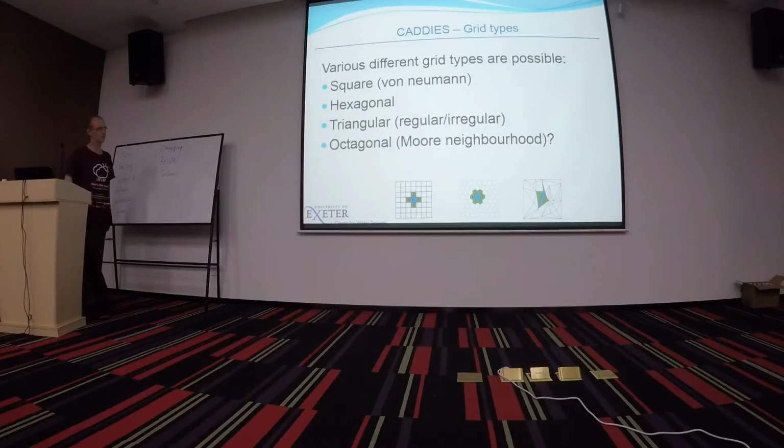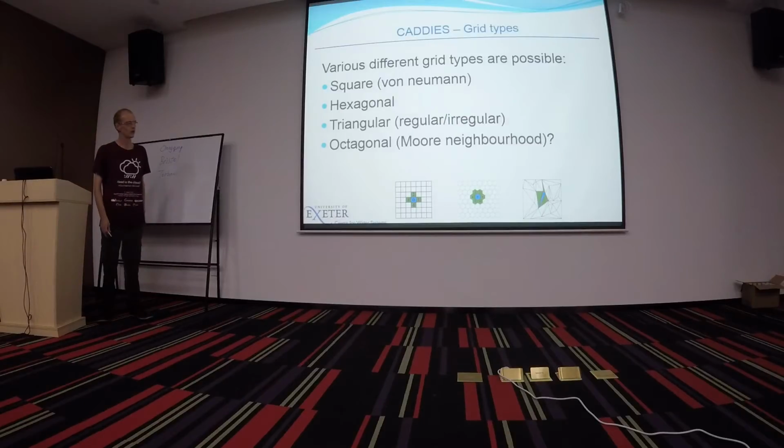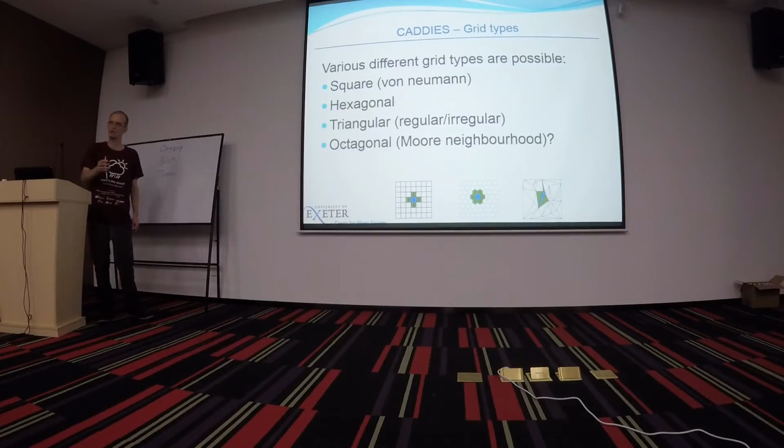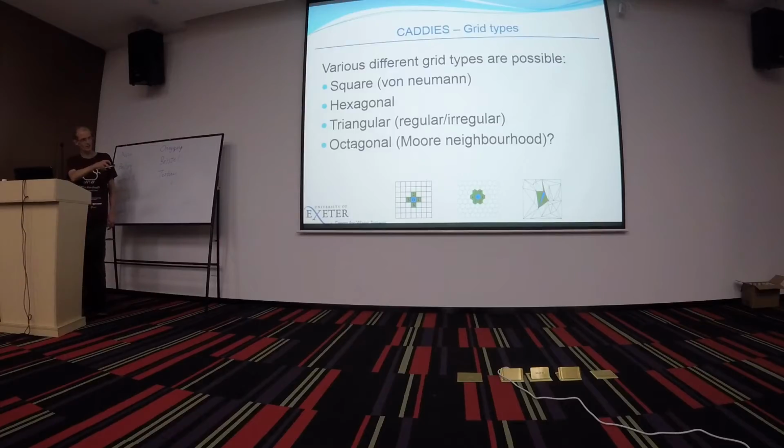As I say, we can have various different grid types that are possible. We have not implemented all of these yet, but we have implemented square on both the CPU and the GPU, and we have an experimental hexagonal grid. It would be possible to do triangular meshes, either regular or irregular. Possibly octagonal as well, but as I mentioned to a speaker earlier, how do we consider the flow to a diagonal cell, how much width would that flow pass through? Could possibly be a point which would not work very well.